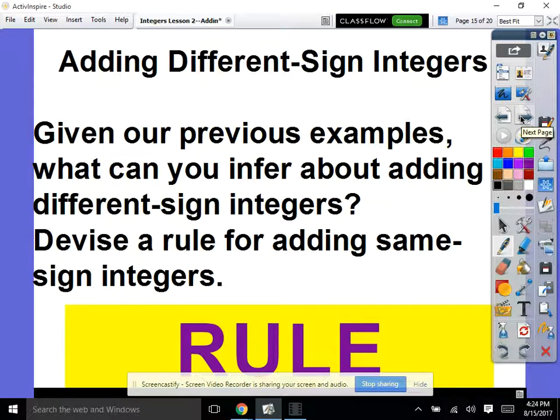So adding different sign integers. Given our previous examples, what can you infer about adding different sign integers? Devise a rule for adding, and that should say different. So let's just mark that out and put different sign integers.